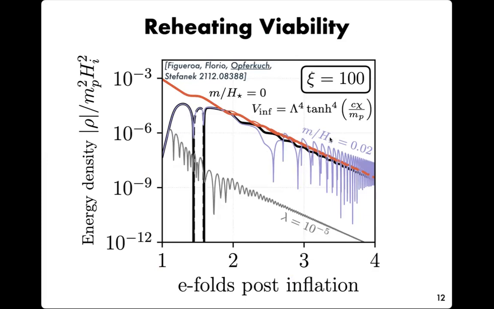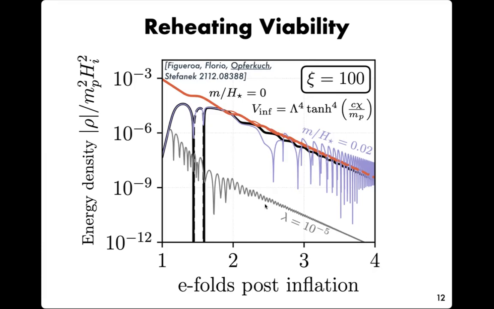The purple is if we add a Hubble scale mass. So H star refers to Hubble during inflation. So if this mass is a couple of decades below the scale of inflation, what you start to see is that you still get this initial tachyonic growth, but at some point you start to feel the effect of the mass in this potential. And eventually, rather than continuing to track the red line, you come to dominate over the inflationary potential.